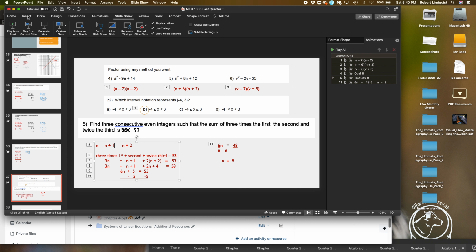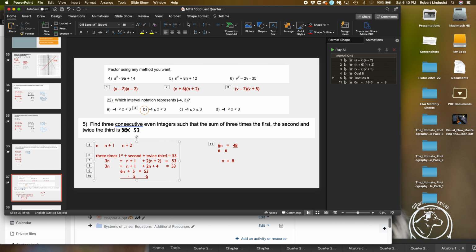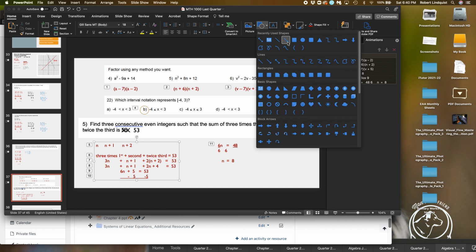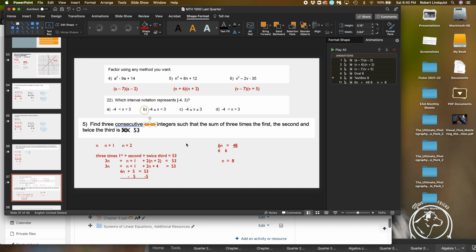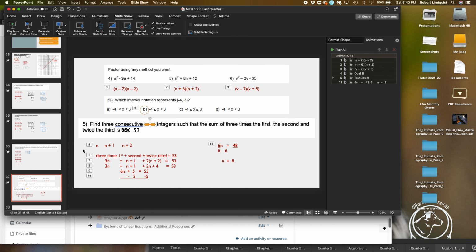Look at this here. Home and shapes. And I'm going to take this and put it right over this. That'll block that word right out for us. And now we go back to the slideshow. Okay, so let's have you do this question from the beginning. Play from current slide.